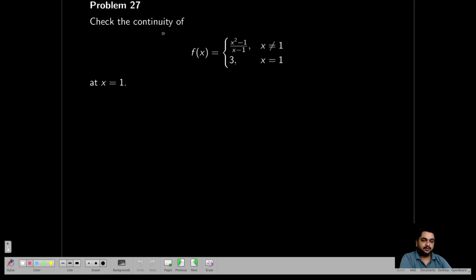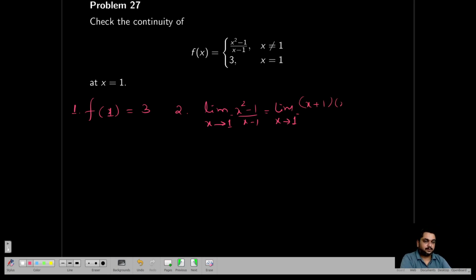Next, check the continuity of this function. So the first step is to find f of x at x equal to 1, they are asking. So f of 1 is equal to 3. Second step, left hand limit. So limit x approaches 1 from the left hand side of x square minus 1 divided by x minus 1. This will be equal to limit x approaches 1 minus of x plus 1 into x minus 1 divided by x minus 1. I can write it like this. So this is equal to 2, cancels x minus 1.